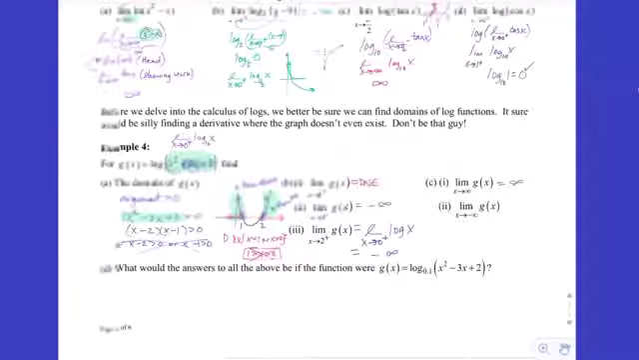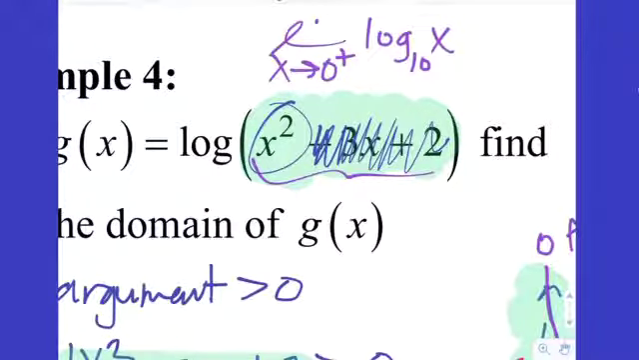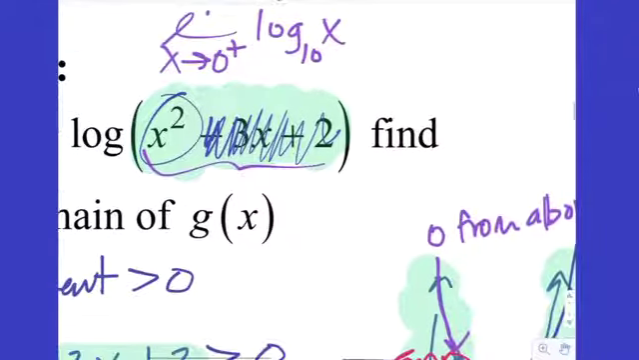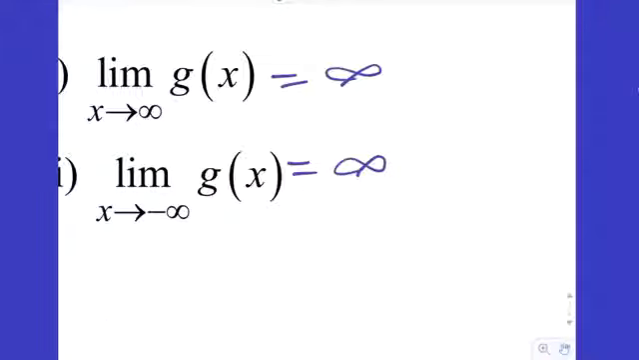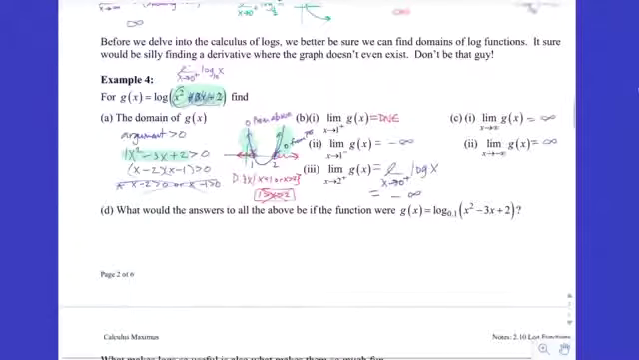And then the limit as x goes to negative infinity, same thing. What's negative infinity squared? Infinity. So now it's log of infinity, which is infinity. So it's important that it is base 10 still, because if that had been the logarithmic decay, those would both be negative infinity. All right, very cool.